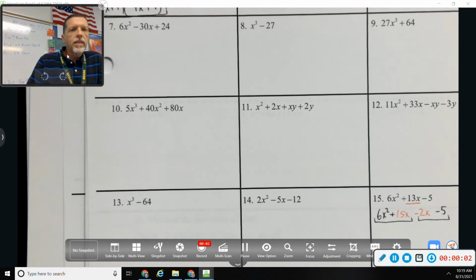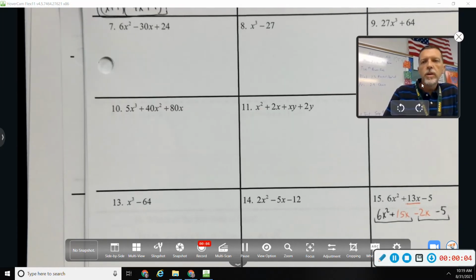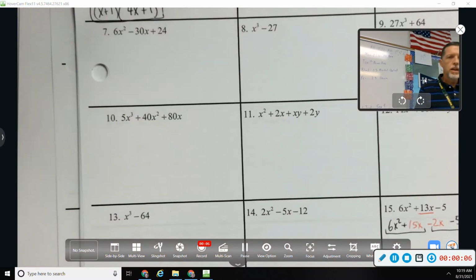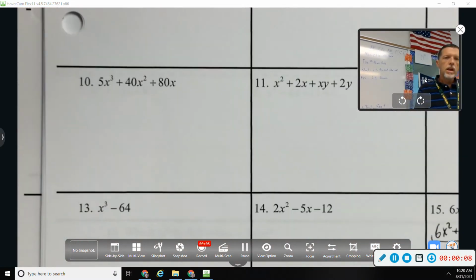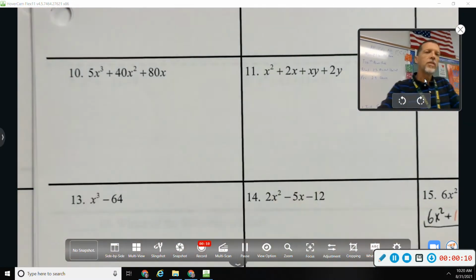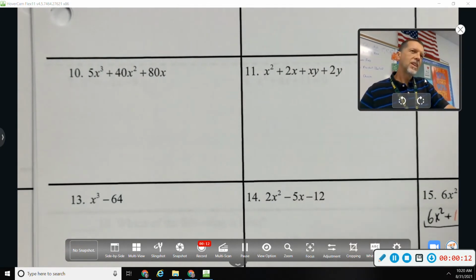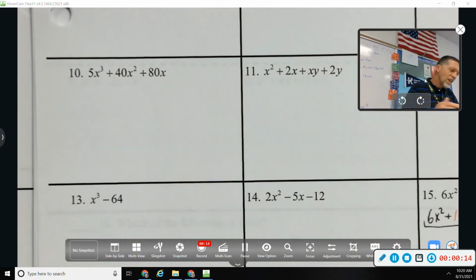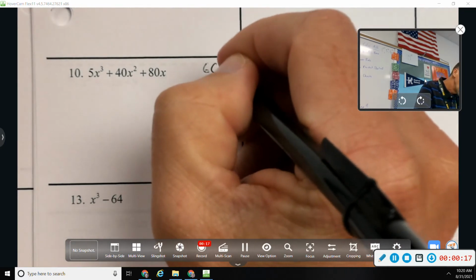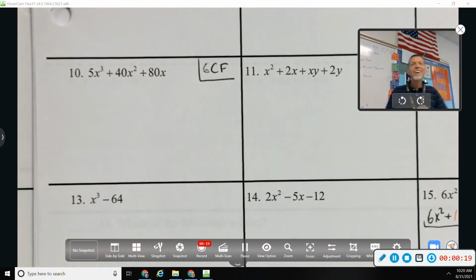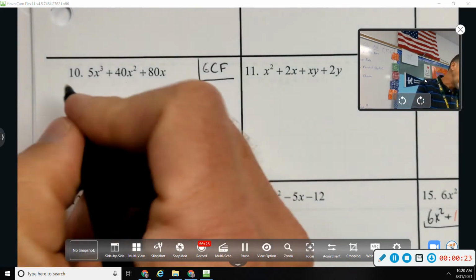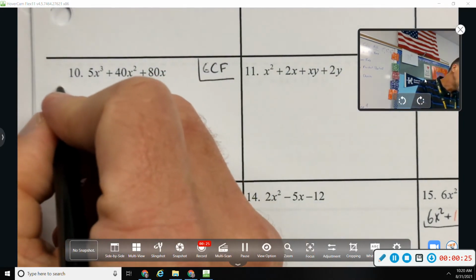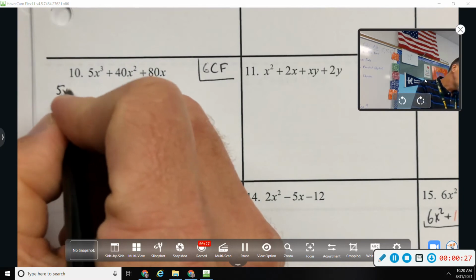So looking at worksheet 2, let's do number 10. Kendall, did you try something first on number 10? No, I didn't know where to start. Okay. Oh, I guess I could take 5 out. Yes. Always look for a GCF first. So you can take a 5 out. Can you take anything else out? Let's take a 5 and an x out.